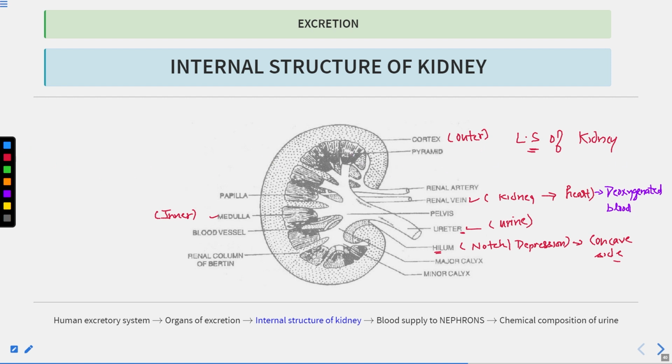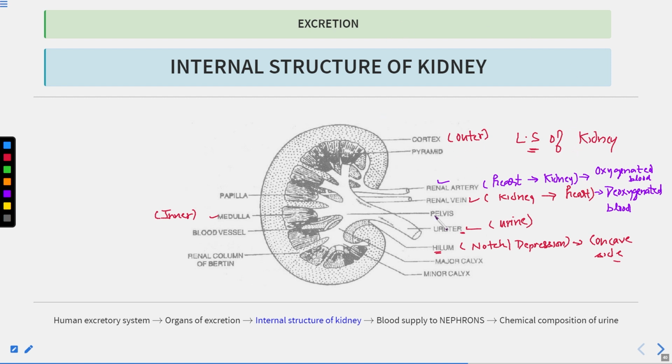And then you can see the renal artery here. This renal artery carries the oxygenated blood, and it comes from the heart and enters the kidney. It carries oxygenated blood. Okay, this is clear. Now, this was about what is happening at the hilum.